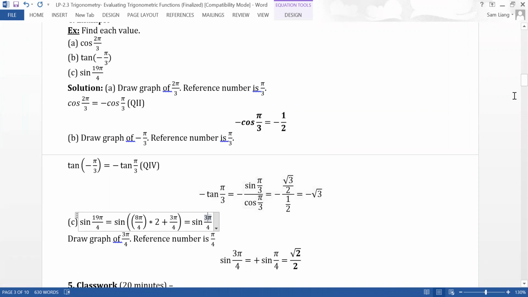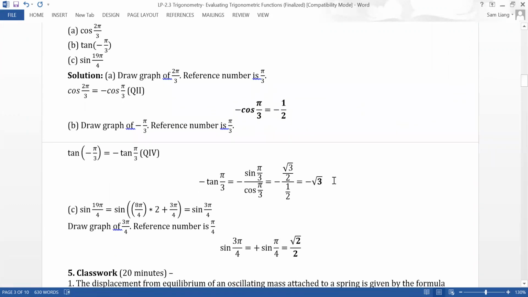All right, actually, let me make this bold, be consistent. I guess I can't make it bold. Let me try one more time. Okay. Yeah, but -1/2, negative root 3, and root 2 over 2.